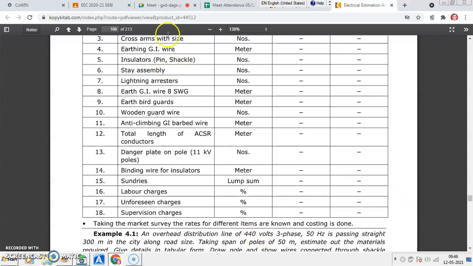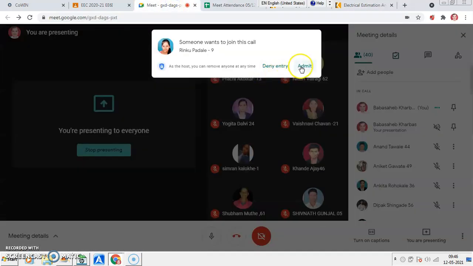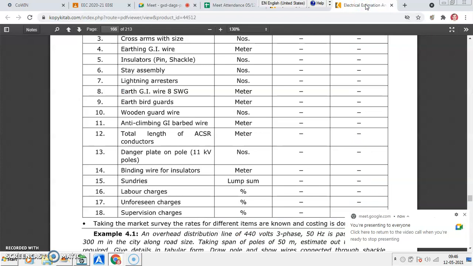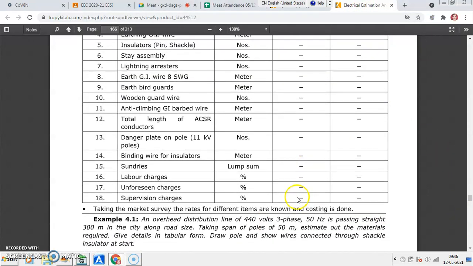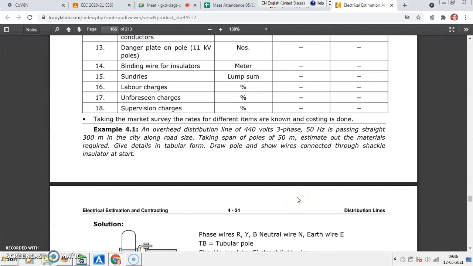So taking into consideration all these, you must go for the market survey, find out the rates of different items from different manufacturers, do the comparison, find out the list, and do the costing. A simple example is given here.